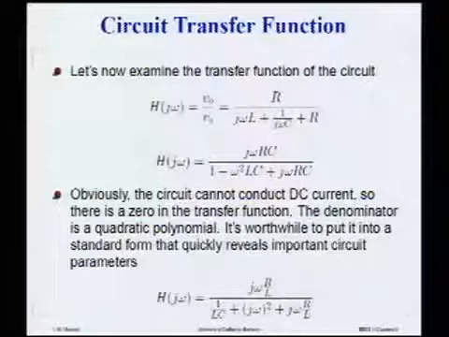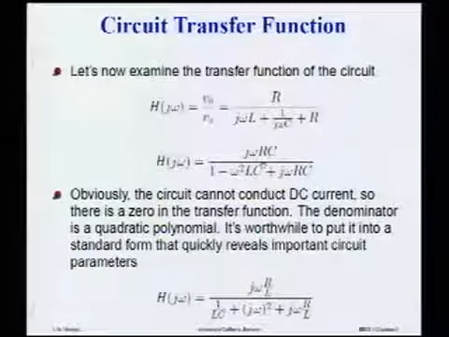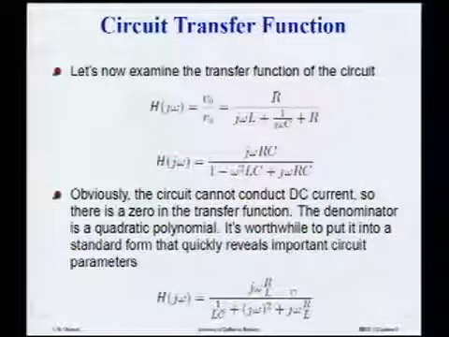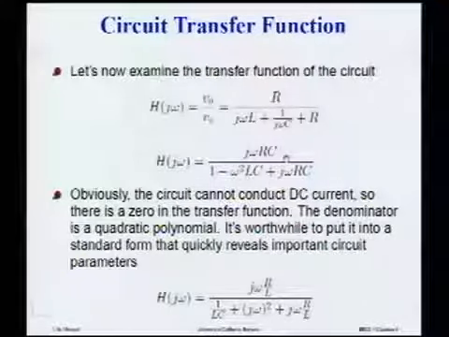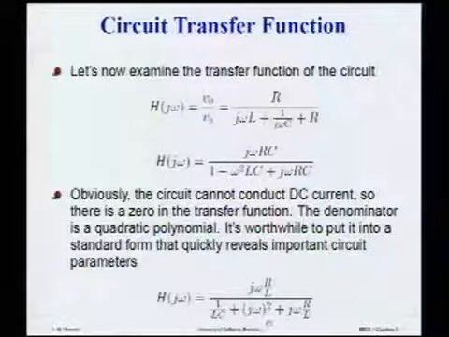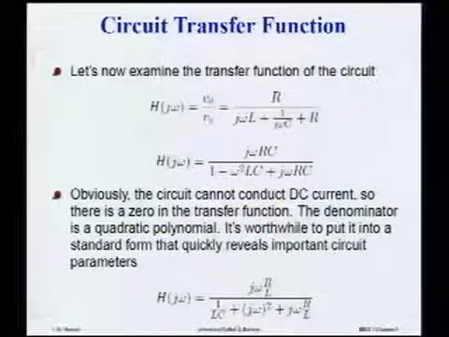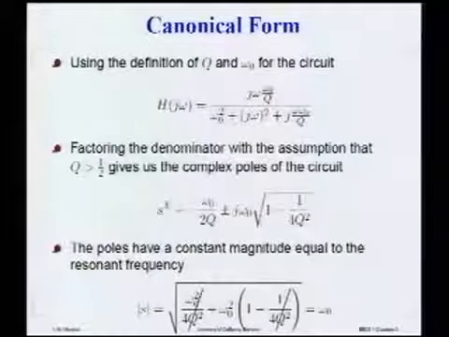You guys also know that you can put second order circuits into standard forms, or canonical forms. For this particular circuit, we put it into this form here. We just divide numerator and denominator by L and C, and we get this form. And we can now identify 1 over LC as omega naught squared. So let's just rewrite that.